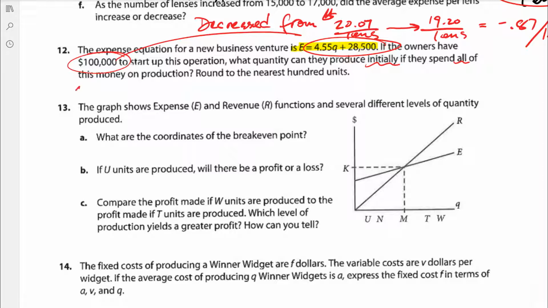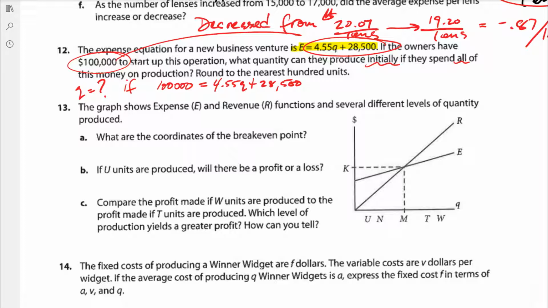All right, so Q is equal to question mark if 100,000 would be equal to $4.55 times Q plus the fixed expenses of 28,500. So what does Q have to be? What can Q be? How many can they produce? So they use all their $100,000 on the expenses to start up their operation. So what we need to do here is just solve this equation.